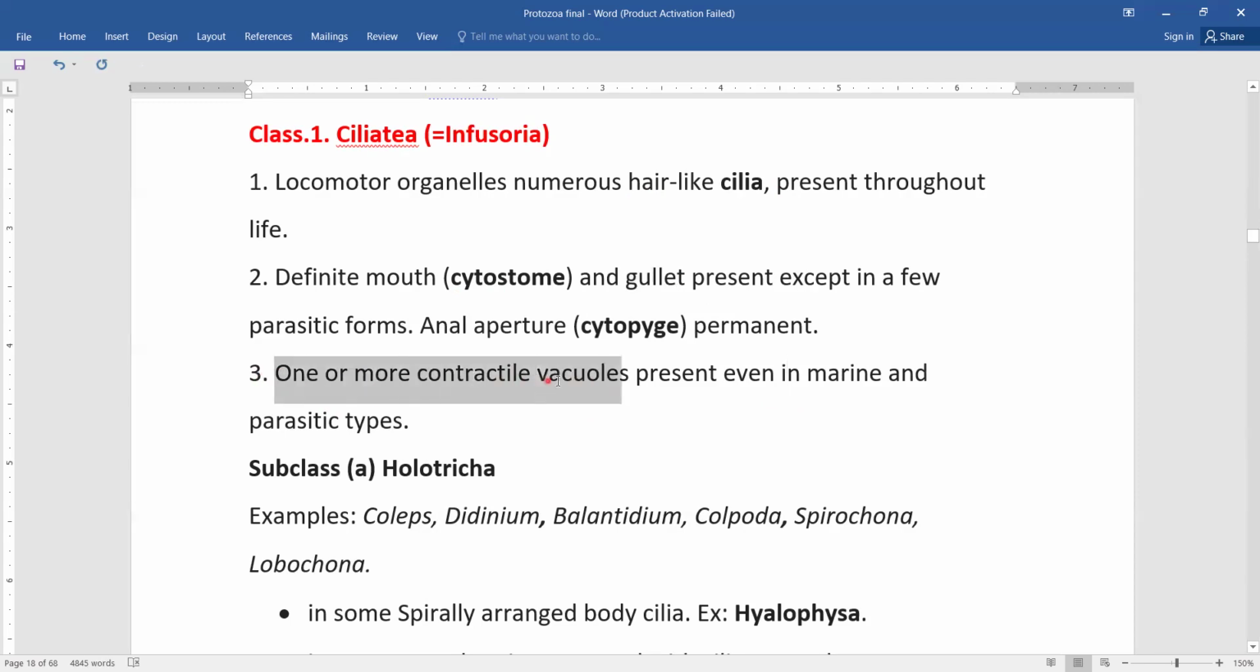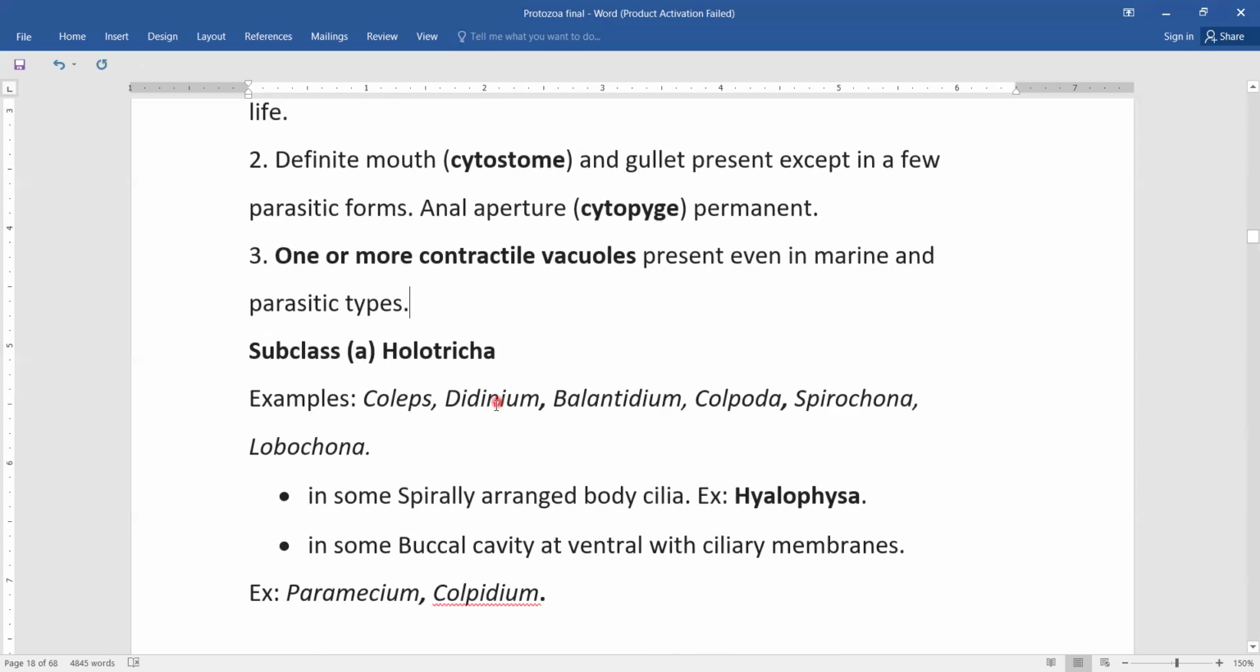One or more contractile vacuoles. This is important. In general, in animals only one contractile vacuole is present. But in these animals, two contractile vacuoles are present, sometimes more than two are also seen. In parasitic protozoans the contractile vacuoles are absent, and in marine protozoans also contractile vacuoles are absent. But in Ciliatia, this is one exception.